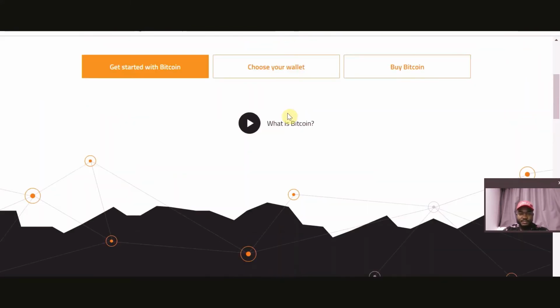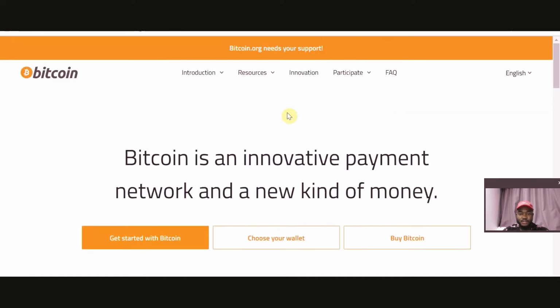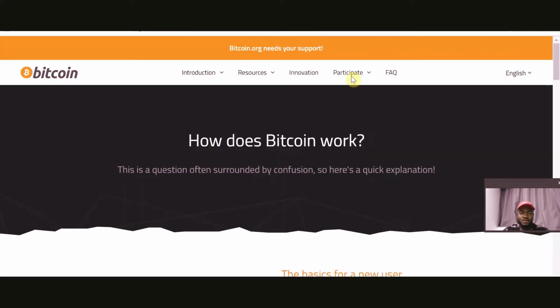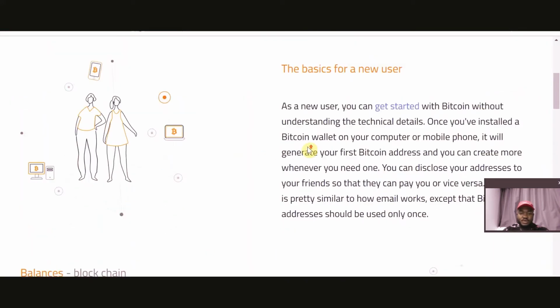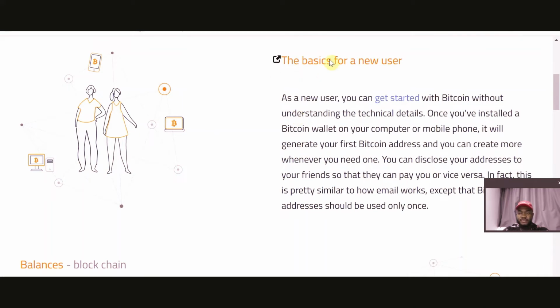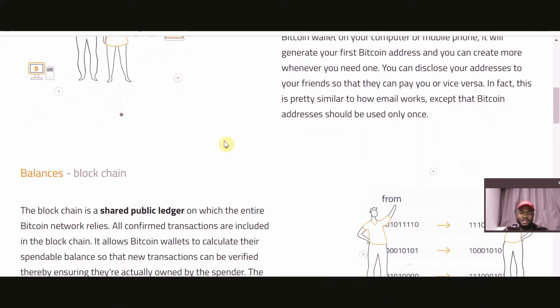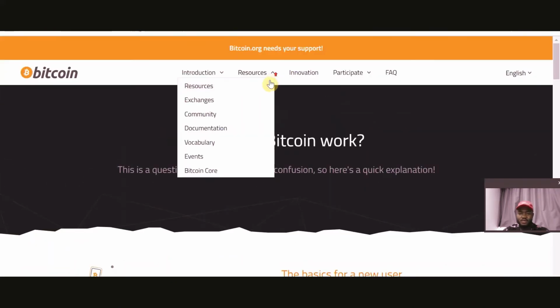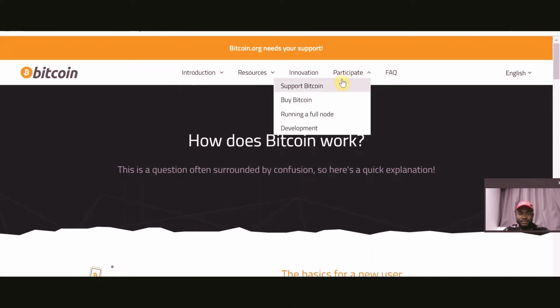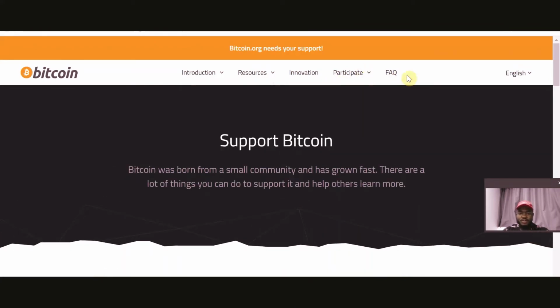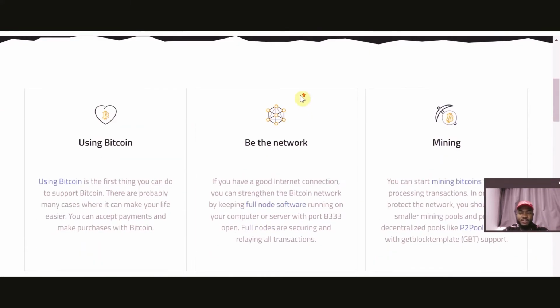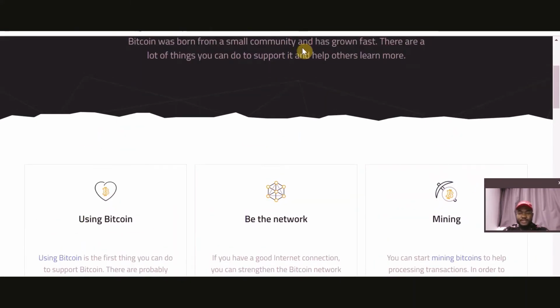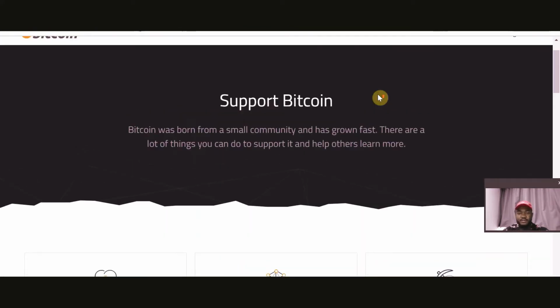So this is, you can see the resources, the introductions, how Bitcoin works, the basics for new users. These are what you need to be checking. Someone doesn't need to do everything for you. All you need is the support of Bitcoin. You can read all these things and know the fundamental basis of this asset.